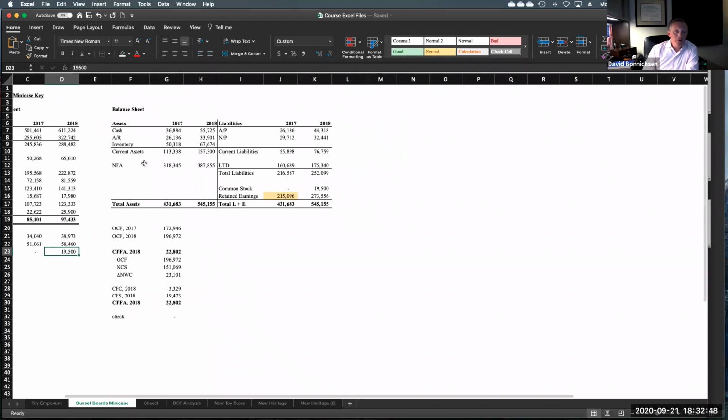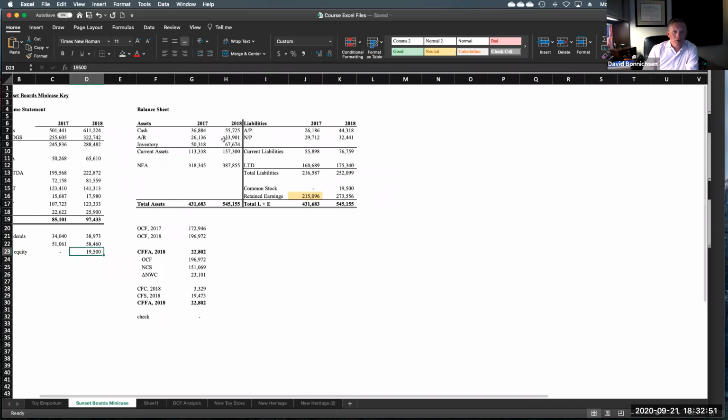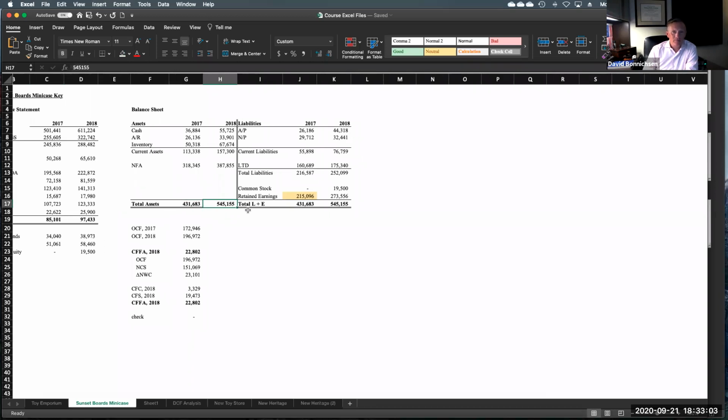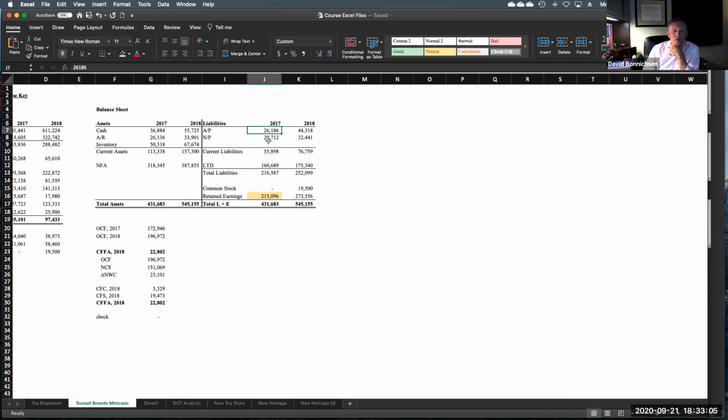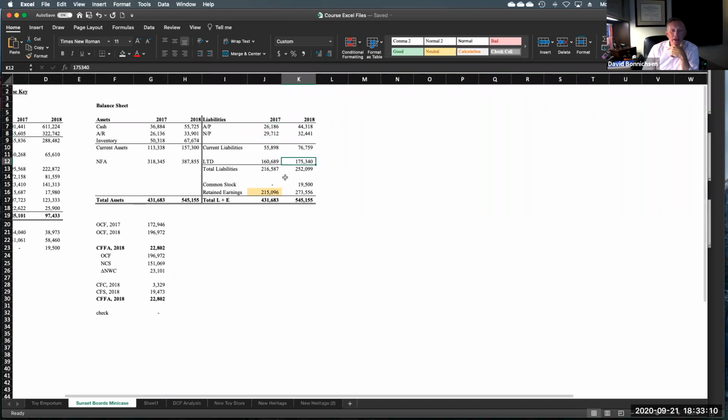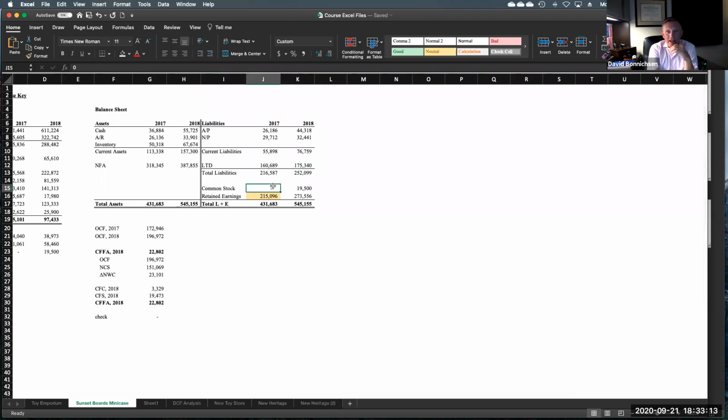So when we went to build the balance sheet, again, we plugged in all of the information that we were provided. The assets came up with 431,683 for 2017, 545,155 for 2018. We plugged in the accounts payable, notes payable for both years, and long-term debt for both years. And then we got to equity. And we had to give some thought to what we talked about as it relates to both sides of the balance sheet having to balance out.